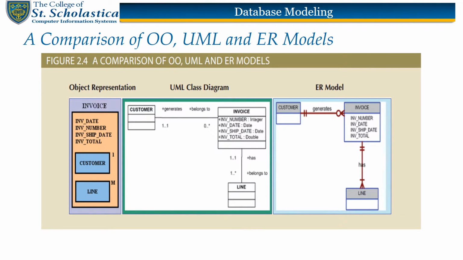To illustrate the main concept of the object-oriented data model, consider a simple invoicing problem. In this case, invoices are generated by customers. Each invoice references one or more lines, and each line represents an item purchased by a customer. The object representation for this simple invoicing problem is shown, as well as the equivalent UML class diagram and ER model. The object representation is a simple way to visualize a single object occurrence.